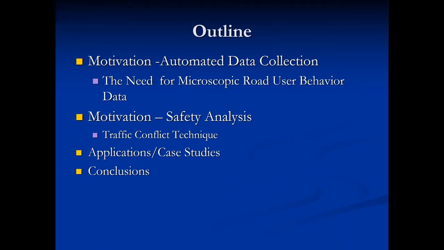I'm just going to describe the motivation for this system that we developed at UBC, and we started developing this system in 2005. We had two motivations. One is automated data collection, specifically detailed microscopic behavior data collection of all road users: vehicles, pedestrians, and cyclists. But our even bigger motivation was to do safety analysis using traffic conflicts and near misses.